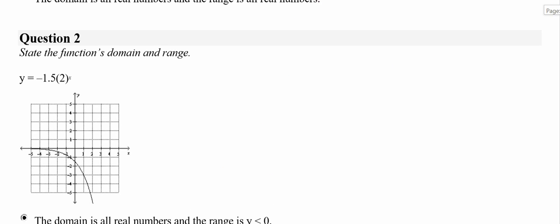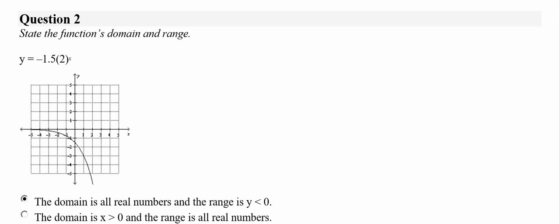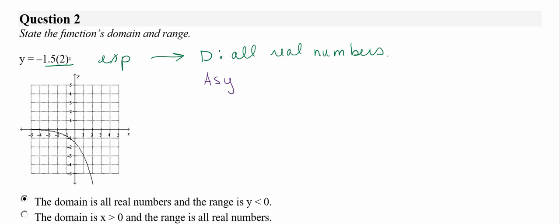Okay, next one. This one says state the function's domain and range. Again, it's exponential, which means the domain is automatically all real numbers. Okay, first we have to find the asymptote before we can say the range. Looking at it, here's the function down here. So I'm riding along, thunk. There's my wall. So again, that line right there is your asymptote. And that is when y equals 0.